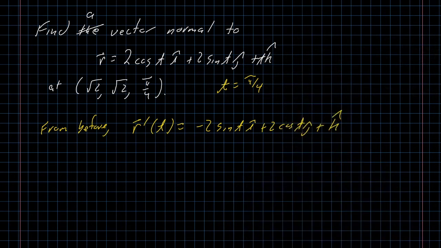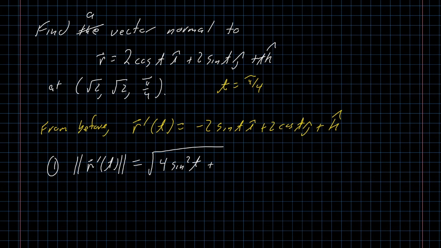We need to first find the magnitude of the tangent vector as a function of t. And in this case, it's always the square root, square each component. -2 sine t squared is 4 sine squared t. 2 cosine t, the whole thing squared, is 4 cosine squared t. And then we have 1 squared, which is 1.